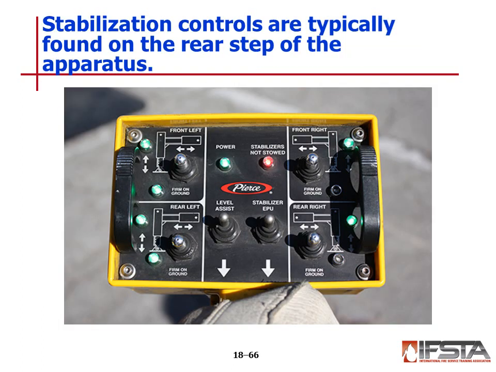Stabilization controls are typically found on the rear step area of the apparatus. Some manufacturers locate these controls midship on one or both sides of the vehicle. Generally, there is one set of controls for each of the stabilizers. The driver operator can operate more than one control at a time.